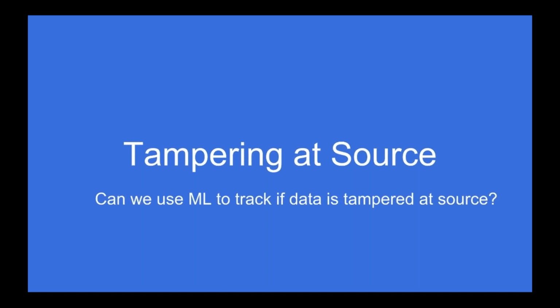How do we know if the meter itself is tampered with? Can we use certain machine learning to track if data is tampered at source? Let's say we have an auditor who will audit the factory floor maybe once a month. The auditor goes to the factory and calibrates the meter. Most of these meters require frequent recalibration, so let's say we do that recalibration once a month.